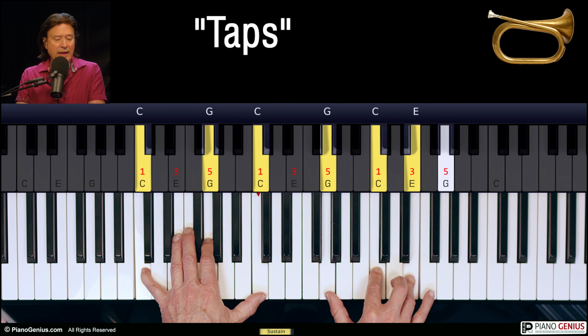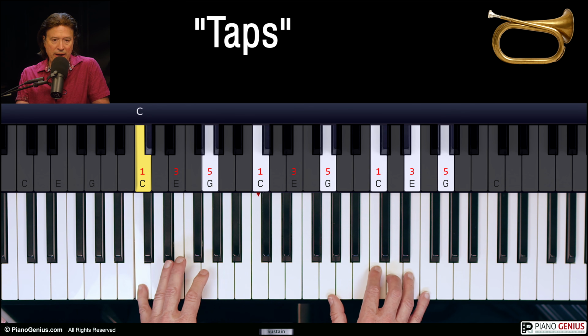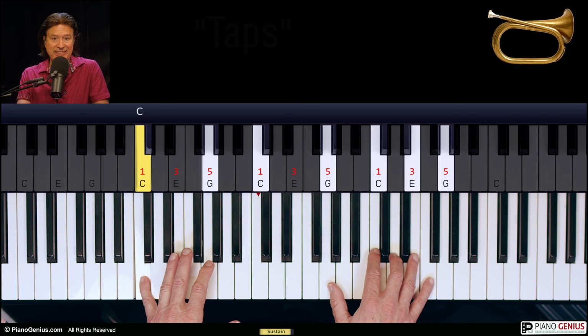Sounds kind of nice, right? And this ringing, that's kind of like when they're playing Taps with bagpipes. The bagpipes kind of ring the low note here while it plays, so that's the kind of thing.